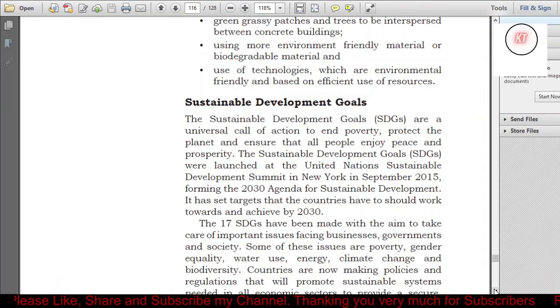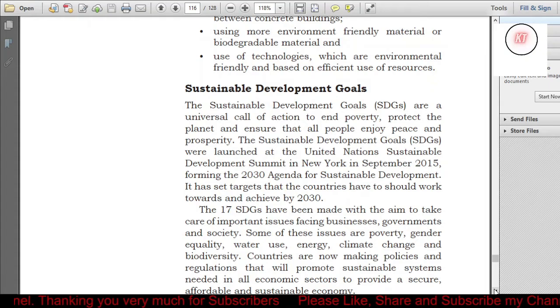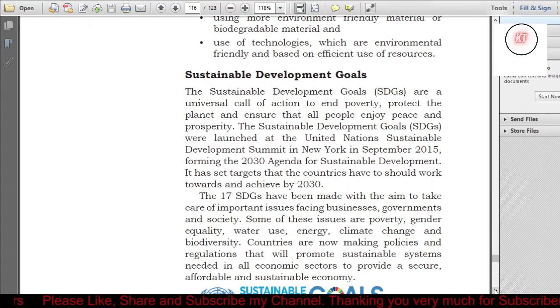Sustainable Development Goals. The Sustainable Development Goals are a universal call to action to end poverty, protect the planet, and ensure that all people enjoy peace and prosperity. The Sustainable Development Goals were launched at the United Nations Sustainable Development Summit in New York in September 2015, covering the 2030 Agenda for Sustainable Development. They set targets that countries should work towards achieving by 2030.